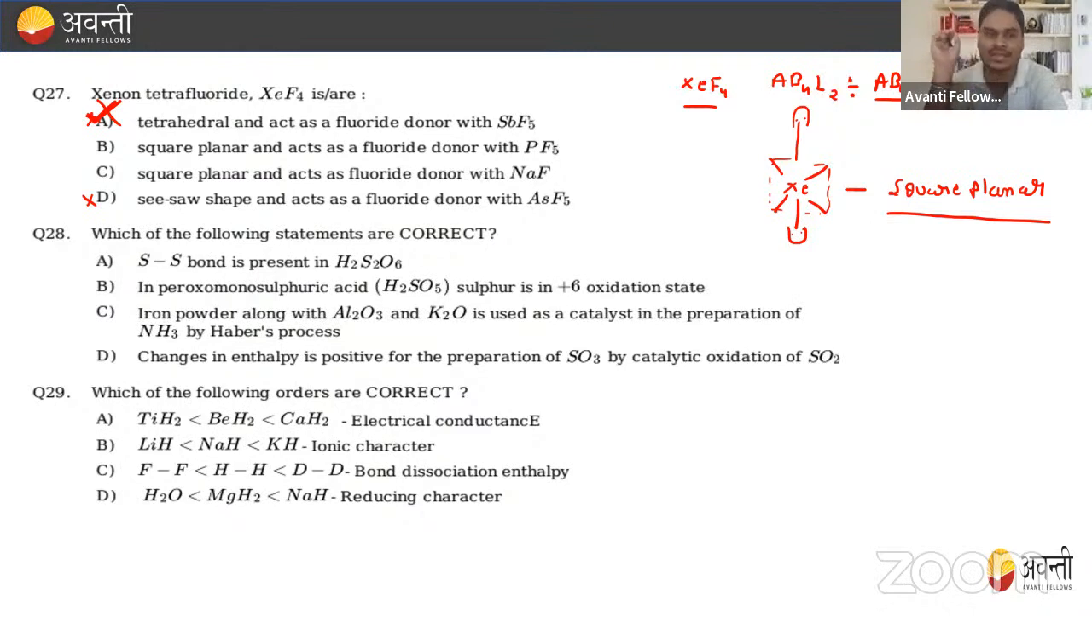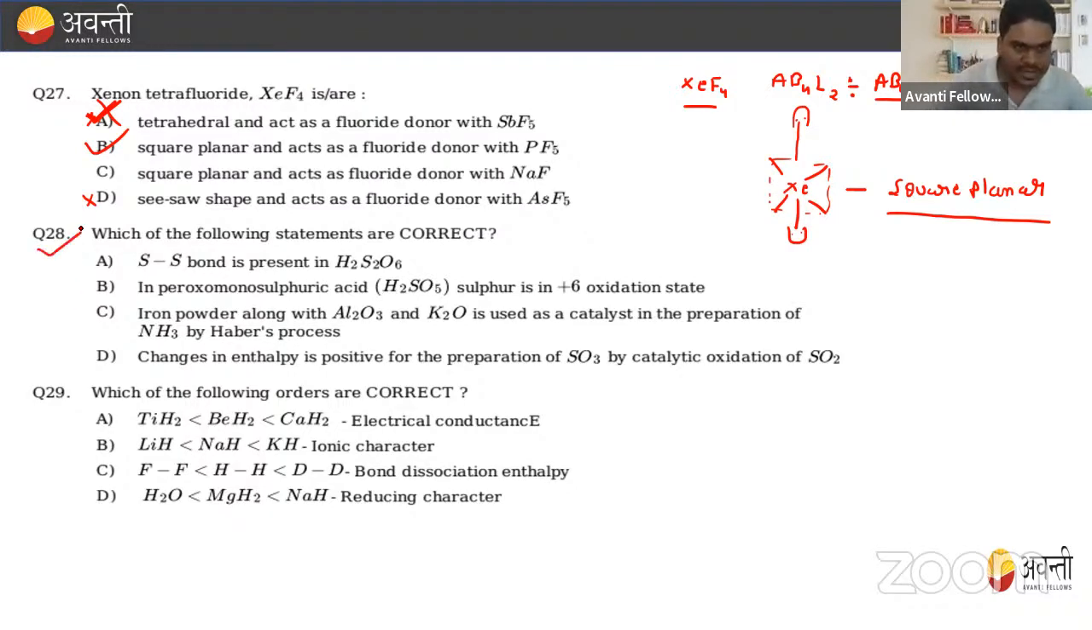Square planar and acts as a fluoride donor with PF5. Yes, square planar and acts as a fluoride donor with NaF. So obviously it is B, right? That is square planar and acts as a fluoride donor with PF5. So XeF4 is square planar and donates fluoride to PF5 to give PF6, right? So this is how we can draw. So the only correct option is B here.